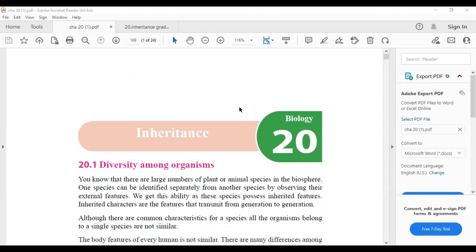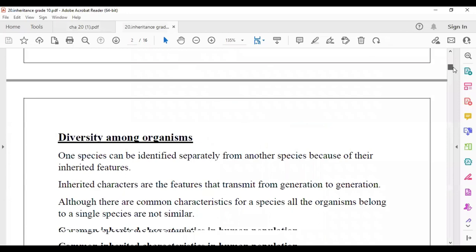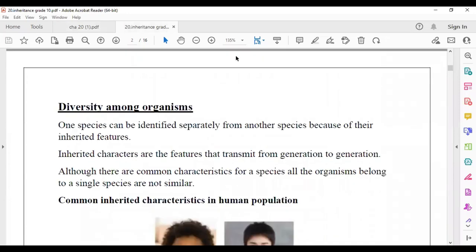Today, I'm going to explain to you the inheritance lesson, lesson number 20, grade 10, the most important lesson for your O-level exam. We will start the lesson. Under this lesson, we have to learn about the diversity among organisms.